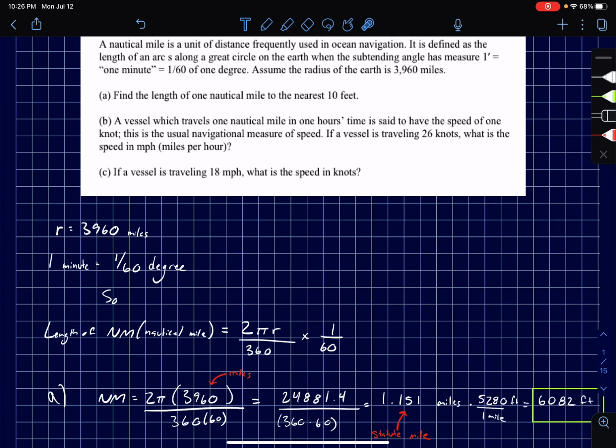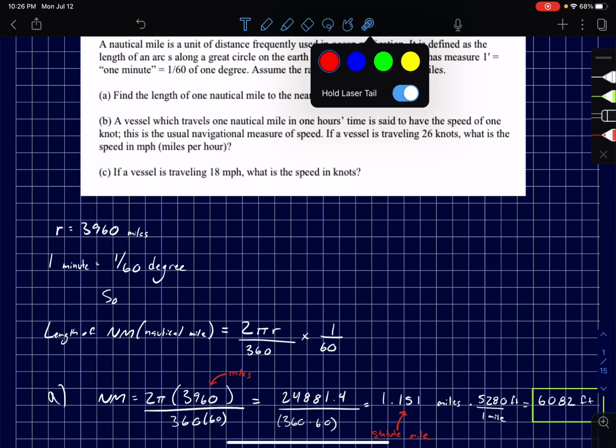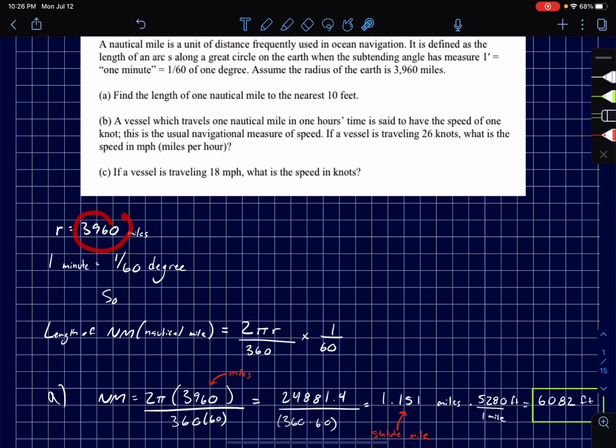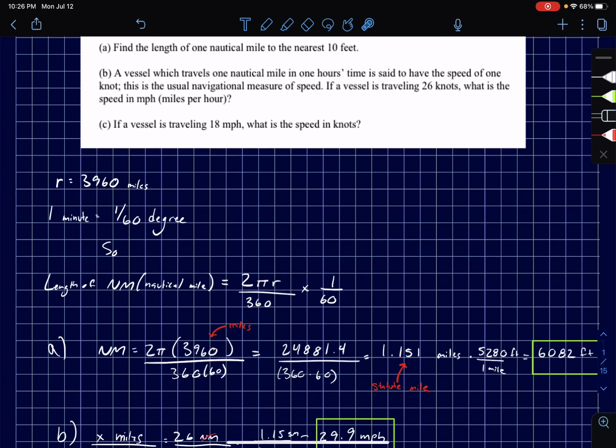Problem 1 gives us that the radius of Earth is 3,960 miles, and that 1 nautical mile is equal to 1 minute, which is 1/60th of a degree. And we also know that there are 360 degrees in a circle. We're going to assume that Earth is a circle.